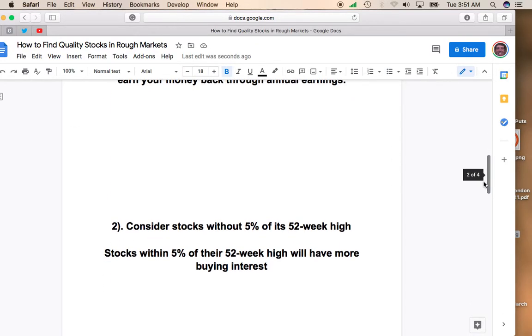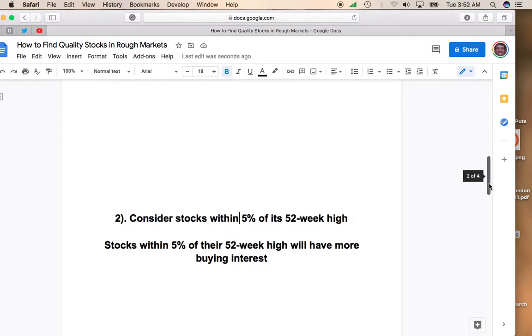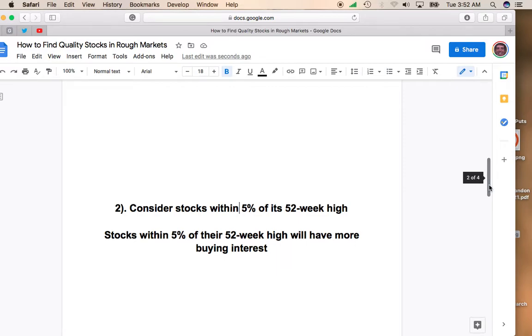The second thing I look at is stocks that are within 5% of their 52-week high. That's because these stocks will already have a lot of momentum and a lot of investor interest. These stocks are much more likely to hit their 52-week high, and stocks that hit their 52-week high are likely to move higher. So this is generally looking at stocks that are trending really well in the face of a challenging market. You'll see a lot more money flow into these companies.